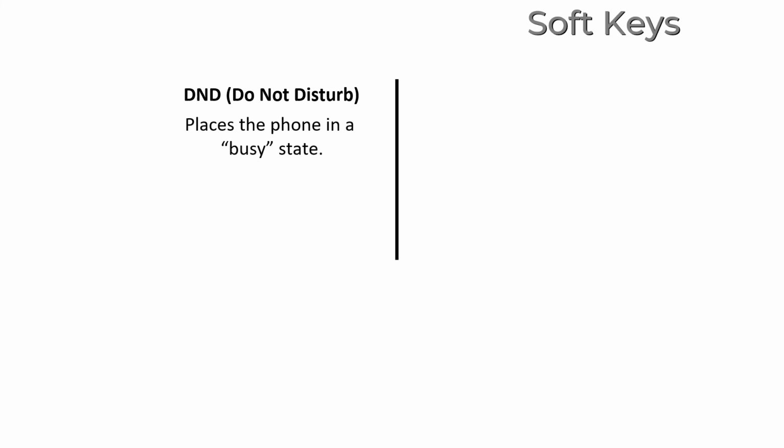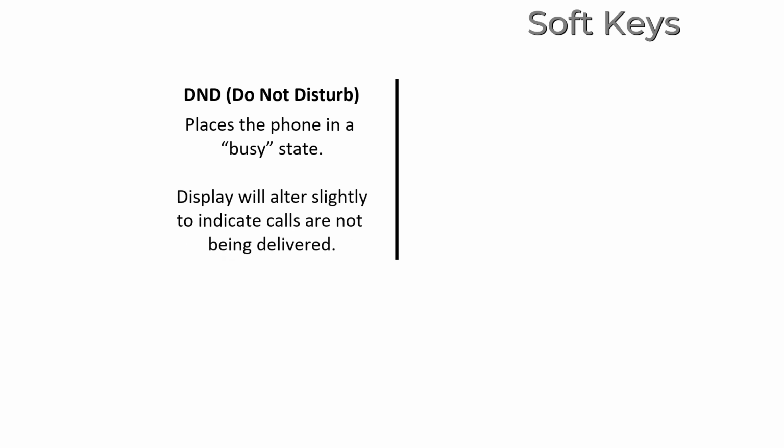Most of the soft keys are fairly self-explanatory, but there are 2 in particular that I like to cover. D&D, also known as Dungeons & Dragons, or in this case Do Not Disturb, is a button visible when the phone is in an idle state. It places your phone in a mode when incoming calls are routed as if you were busy. They go to voicemail. The display will change slightly to let you know you are not accepting calls. Press D&D to return it back.